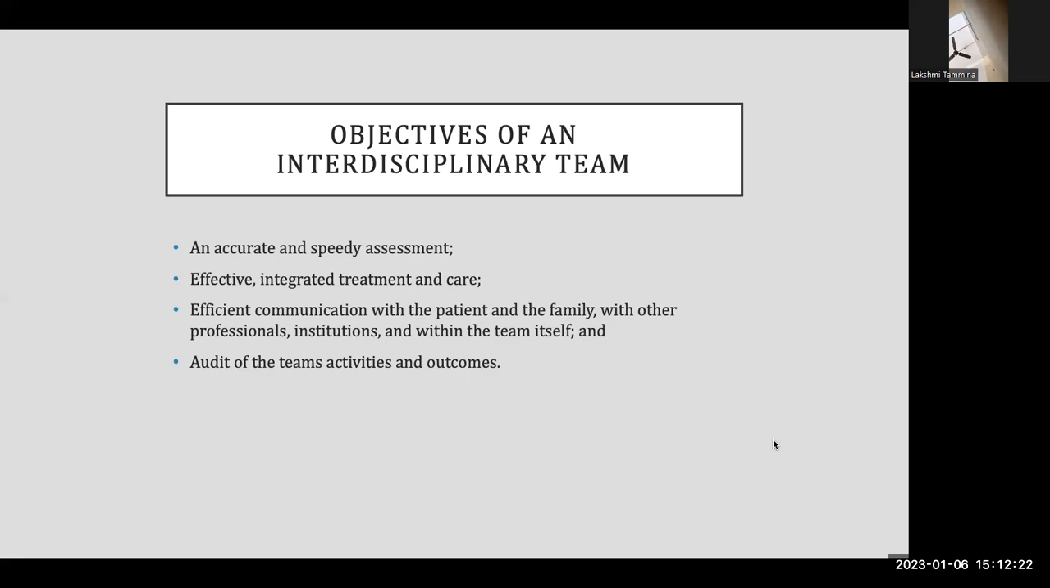So what is the kind of feedback that you're getting from other families or the patients themselves about your activities? So you need to audit everything. Then only you can actually find out where you stand and how you can improve. Okay.